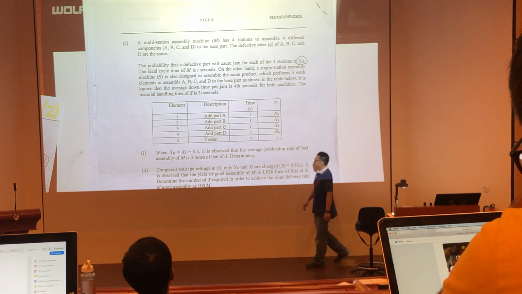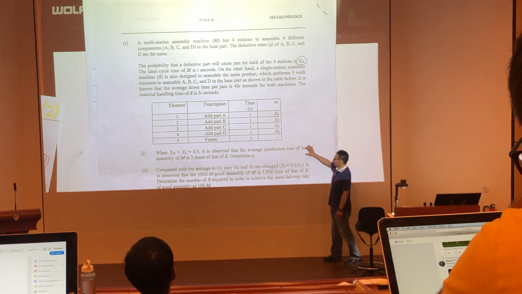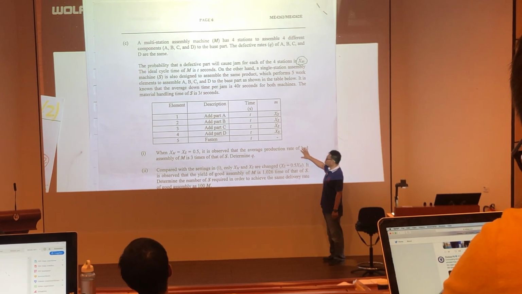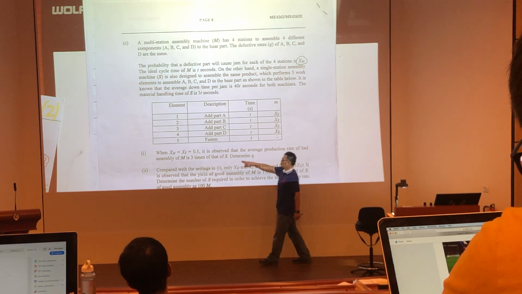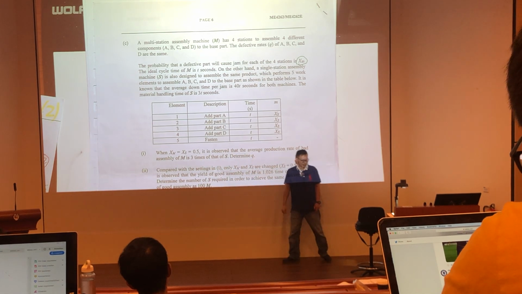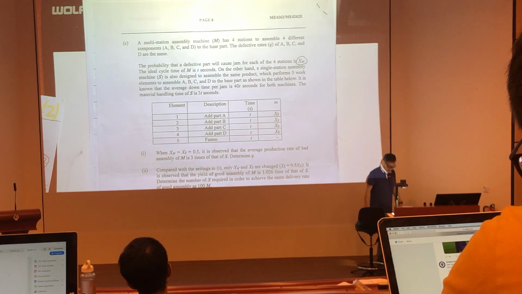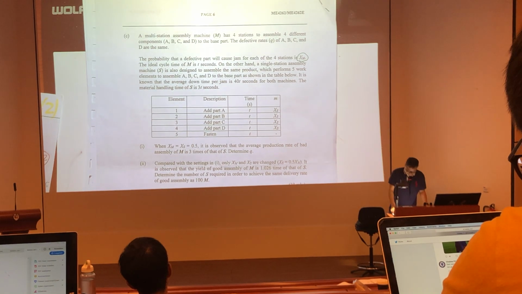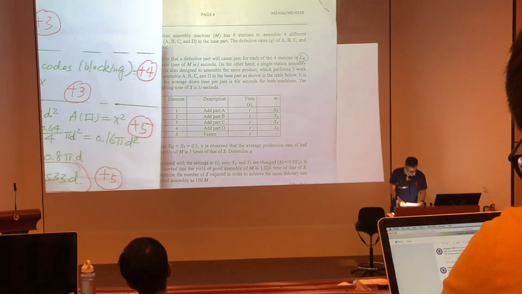Determine Q. Okay, so basically there's only one clue. You need to find the expression of average production rate of batch assembly for M and also for S. Use this relationship, 3 times, and you should be able to find this Q. Okay, and let me establish this.